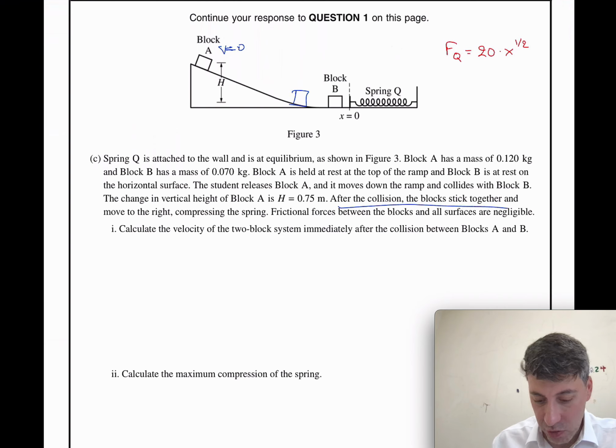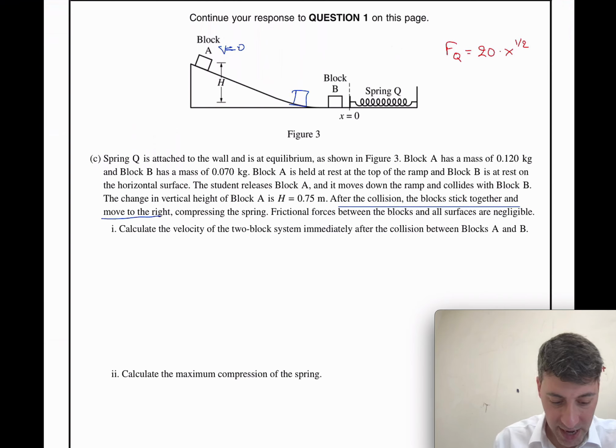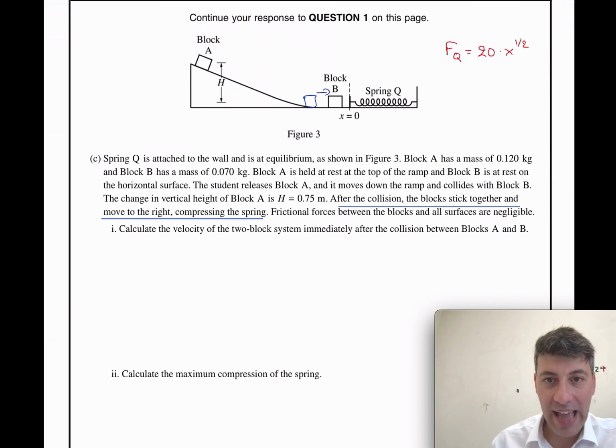After the collision, the two blocks stick together and move to the right and compress the spring. There is no friction, and we need to figure out what is the velocity of the two blocks immediately after the collision. So this block A will speed up. It will come to the base of the inclined plane and will collide with block B, and we need to find what will be the velocity of these two objects that are stuck together right after the collision, and later we need to find what is the maximum compression of the spring.